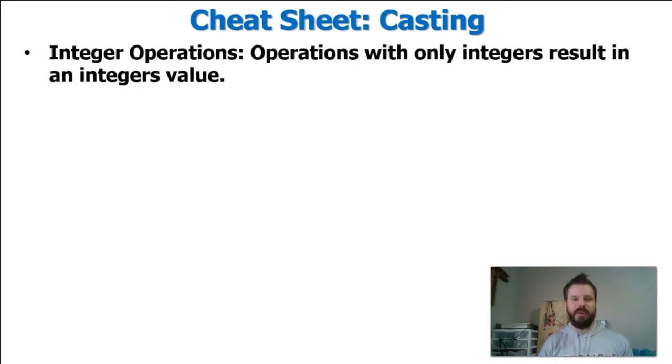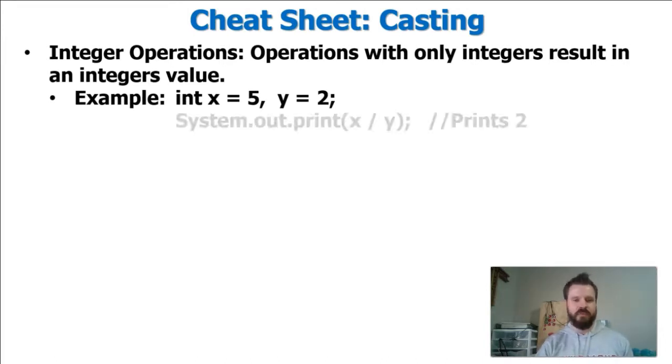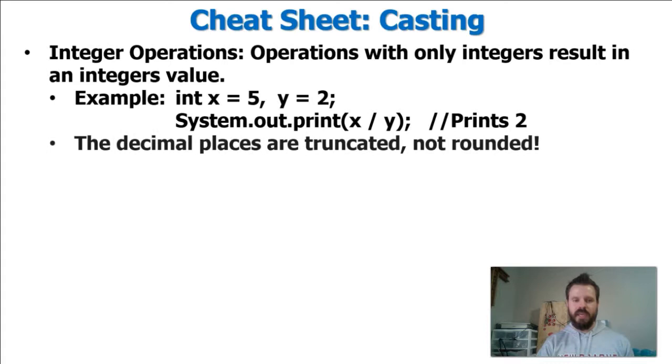The reason we need to talk about that is because integer operations, when I perform operations with only integers, okay, it results in an integer value always. That isn't a big deal except for when we get to division. So for example, let's say I have int x equals 5 and y equals 2. And if I want to print out 5 divided by 2, well, that's 2.5. But since this is integer division, that's going to print out a 2.